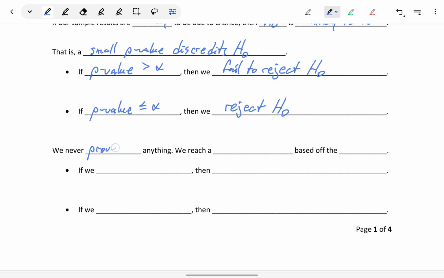Keep in mind that throughout this process, we never prove anything. We avoid using that word. What we do is reach a conclusion based off the data available. It's always possible that more data or data from a different sample could yield a different conclusion.